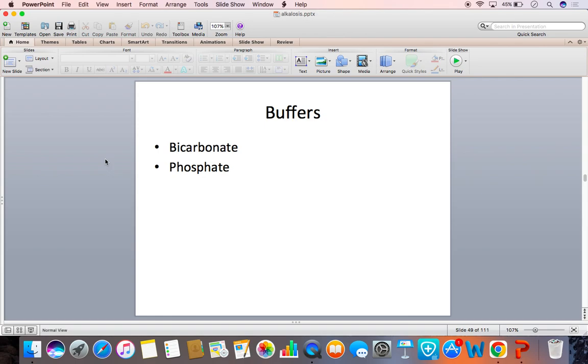That is in turn maintained by buffer systems. What are buffer systems? Buffer systems are those which will attenuate the change in pH when an acid or base is added to the fluid compartment. There are two buffer systems, intracellular and extracellular. The extracellular buffer system is the bicarbonate system. The intracellular buffer system is the phosphate buffer system.